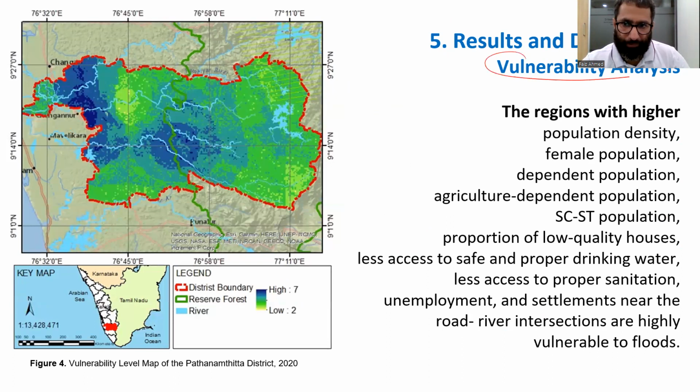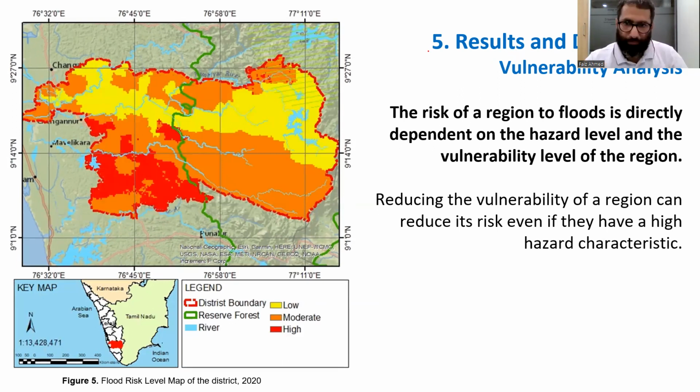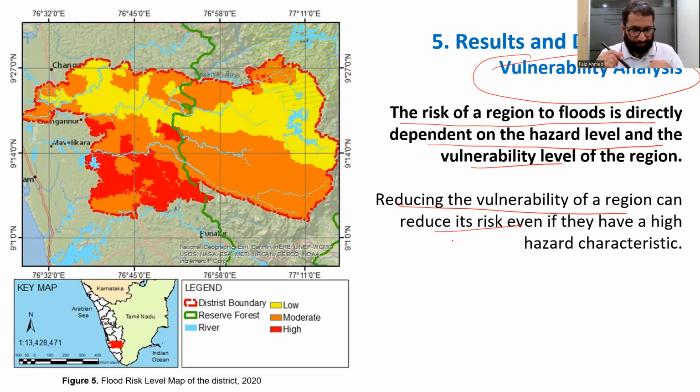Similarly, the vulnerability map for the district has been prepared. Like I said in the previous slide, these are the parameters used to arrive at which are the vulnerable areas, what the vulnerability is, and how it goes with the hazard map. The third output that we extracted was the vulnerability assessment for the region. The risk of the region to flood is directly dependent on the hazard and the vulnerability of the region. Reducing the vulnerability of the region can reduce its risk even if it has high hazard characteristics.